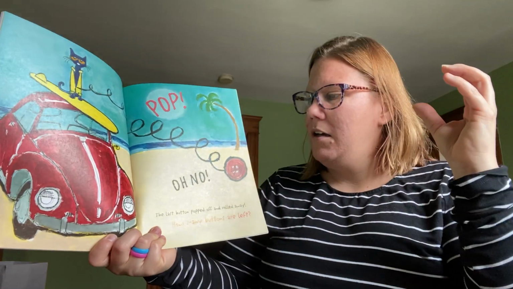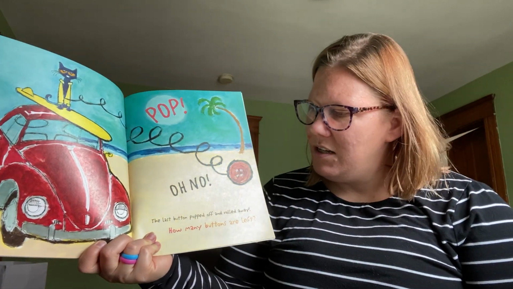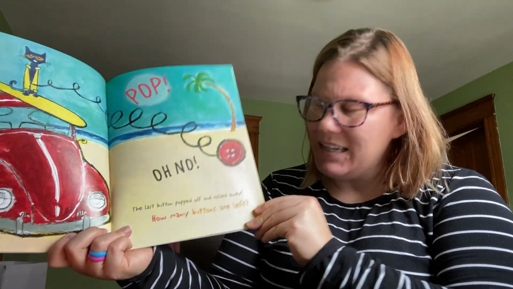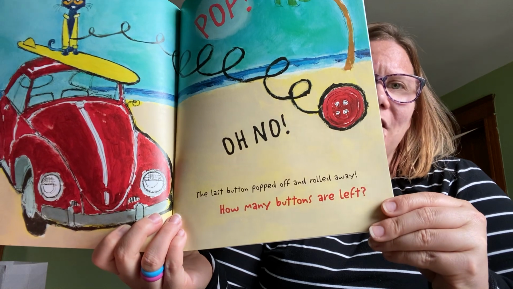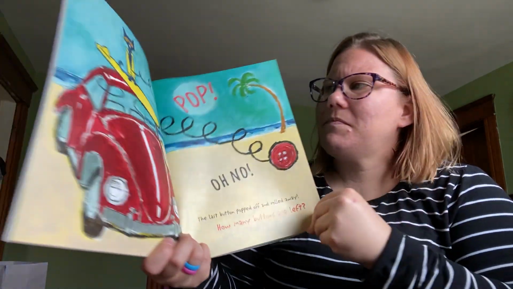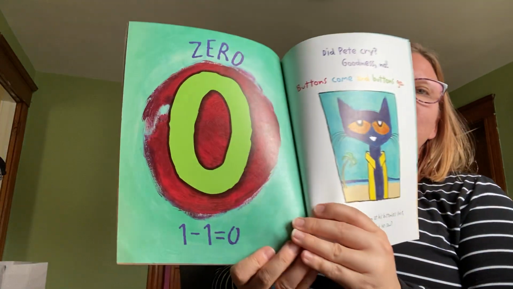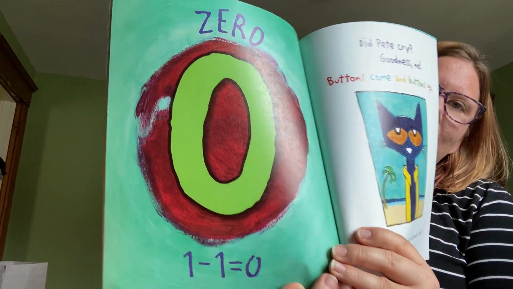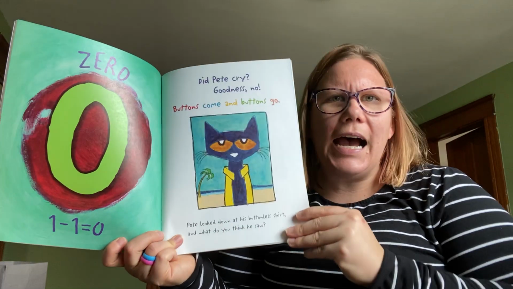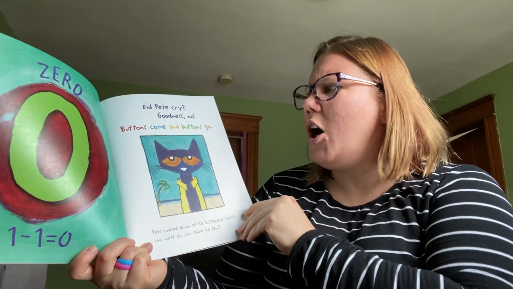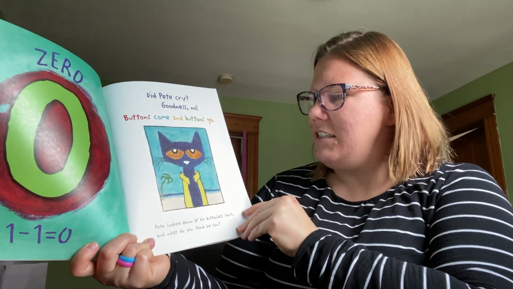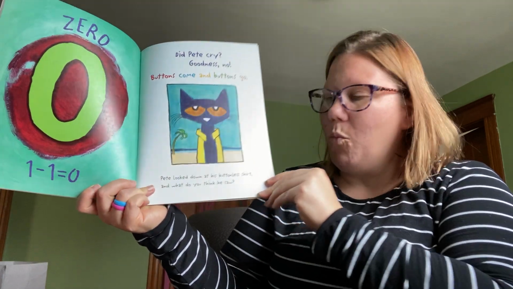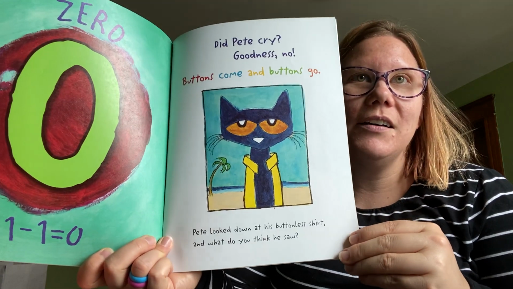Pop! Oh no! The last button popped off and rolled away. How many buttons are left? 0. 1 minus 1 equals 0. Did Pete cry? Goodness, no. Buttons come and buttons go. Pete looked down at his buttonless shirt, and what do you think he saw?